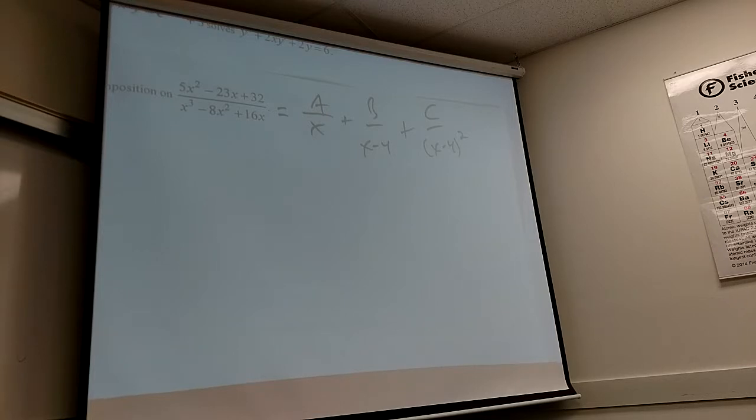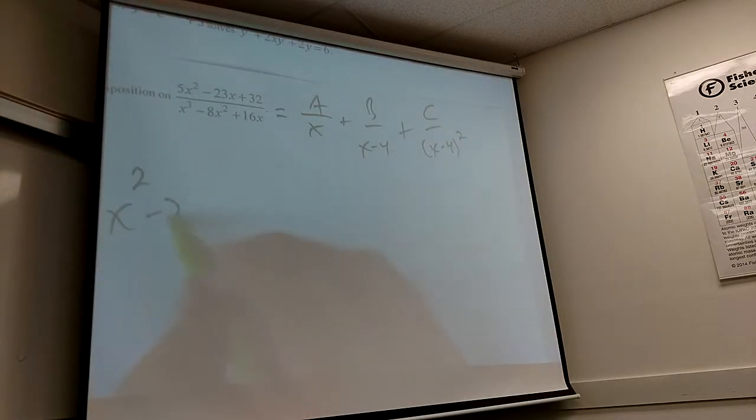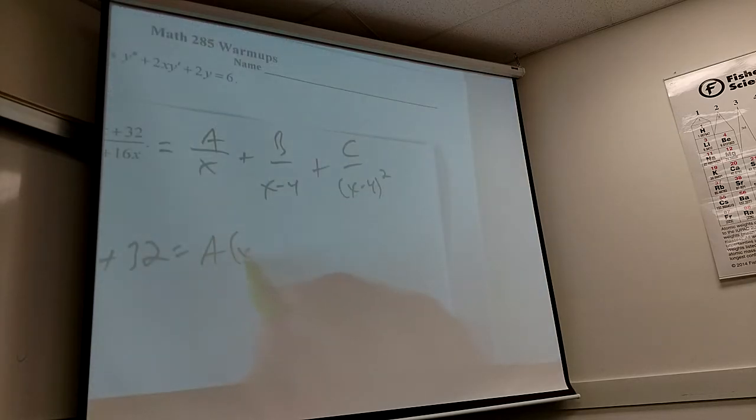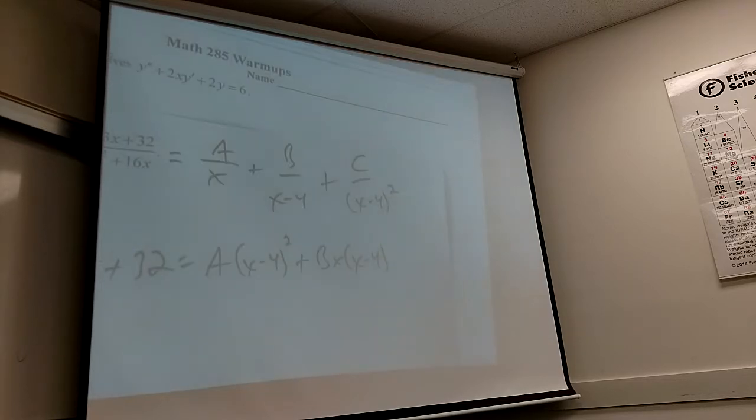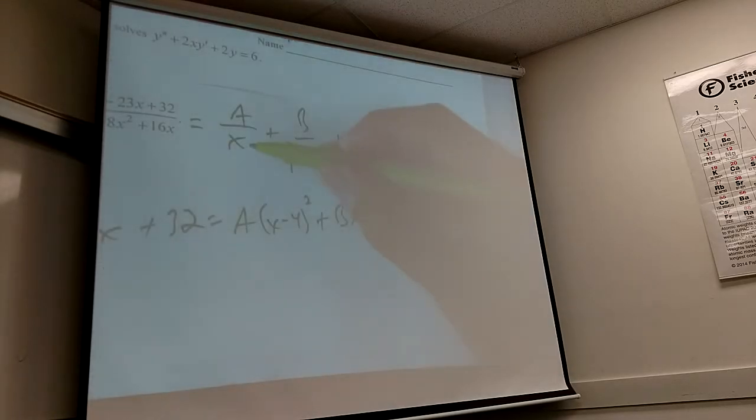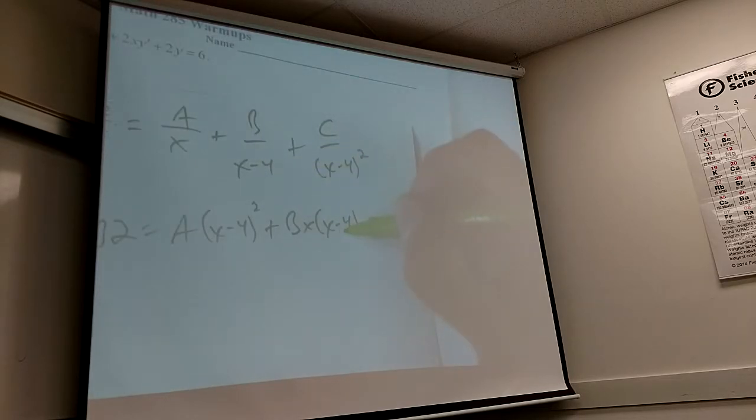Common denominator. Multiply both sides by the denominator. You've basically created an equation. So if you multiply both sides by the denominator, the a picks up the x minus 4 squared, the b picks up an x and an x minus 4. Is that cool, the way I'm saying that? The x will cancel, it picks up the other things. The x minus 4 cancels, it picks up the other things. Both x minus 4 cancel, so that c picks up the other thing.